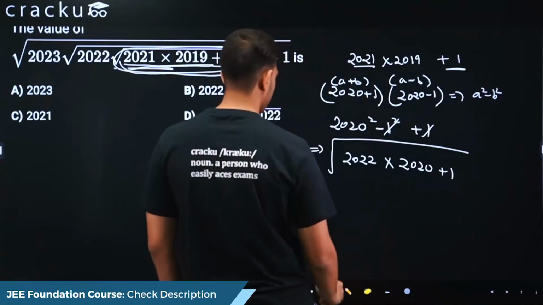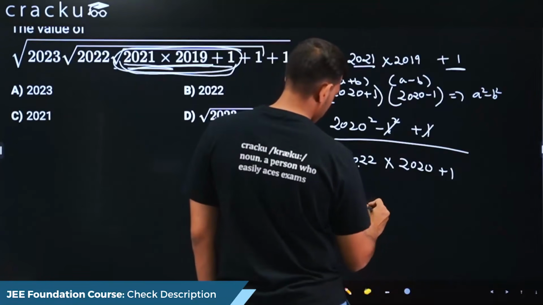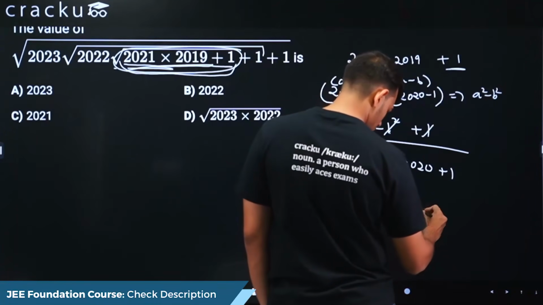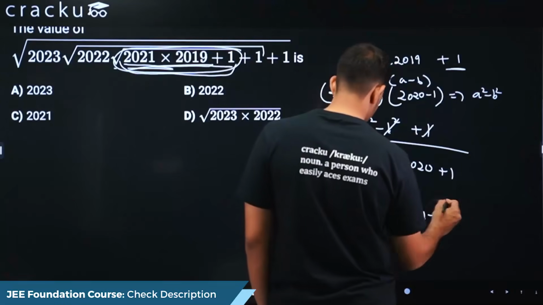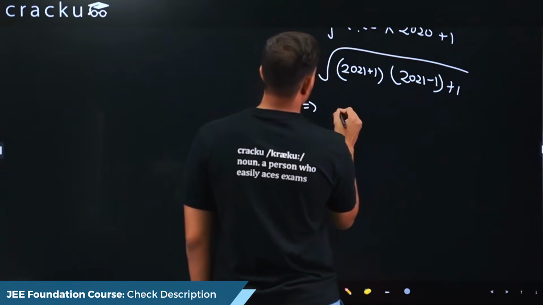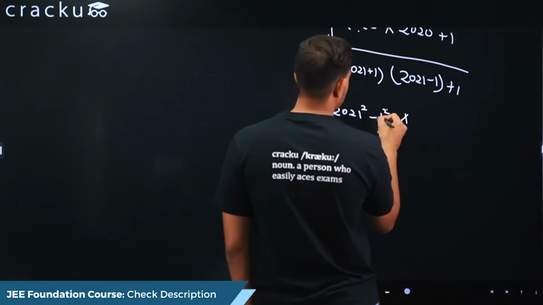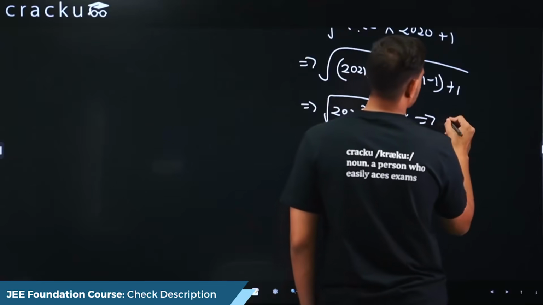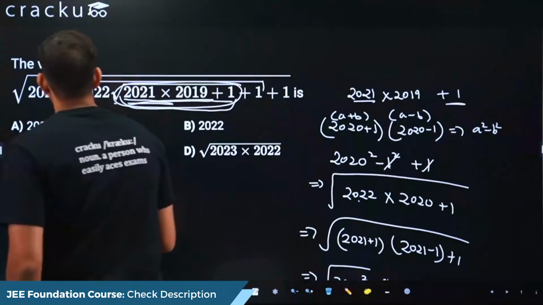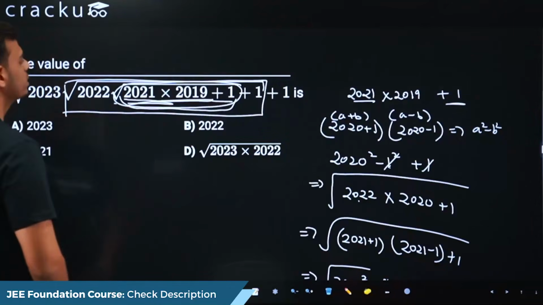We'll use the same thing. This can be written as 2021 plus 1, which will be written as 2021 plus 1 under root. This will come out to be 2021 square minus 1 square plus 1 whole under root, which is 2021. Okay, now the value till here is 2021.